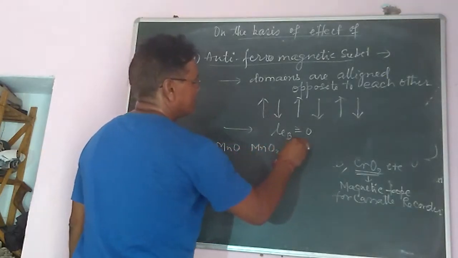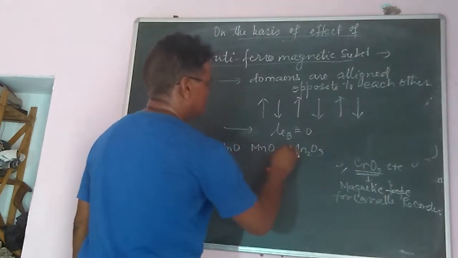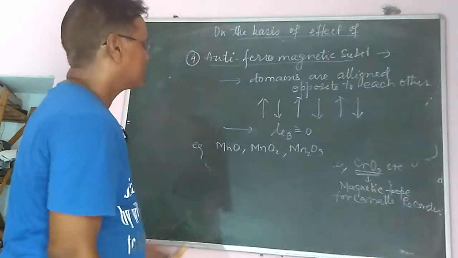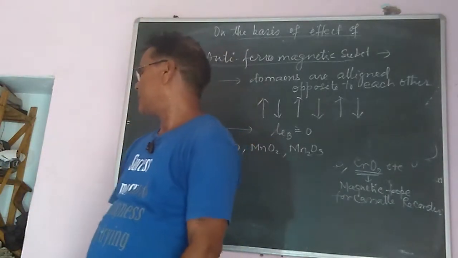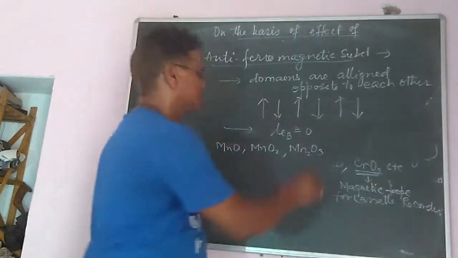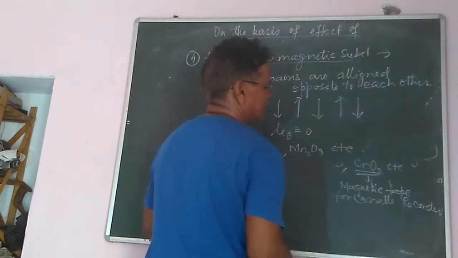MnO, MnO2, Mn2O3. These substances are called antiferromagnetic substances. Other examples are also there.